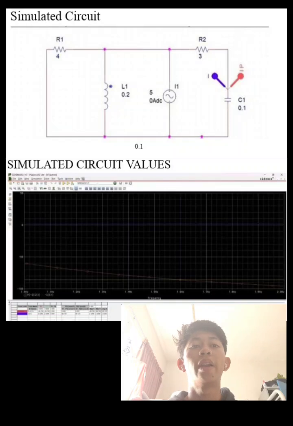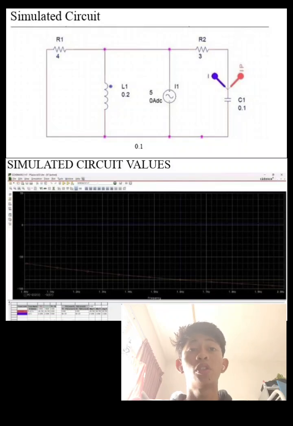Next, let's take a look at our AC circuit simulation setup in OrCAD PSpice. Here we model a parallel series RLC configuration driven by an AC current source I1 set at an amplitude of 5 ampere. The circuit contains a 4 ohm resistor R1 and a 0.2 H inductor L1 in parallel, connected in series to a 3 ohm resistor R2 and a 0.1 F capacitor C1.